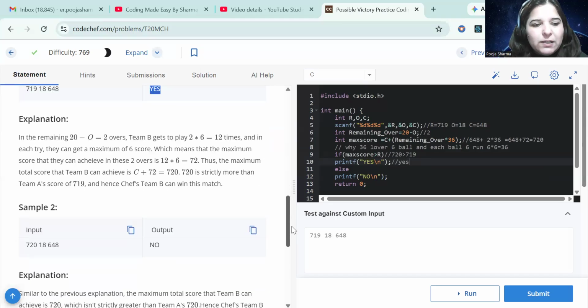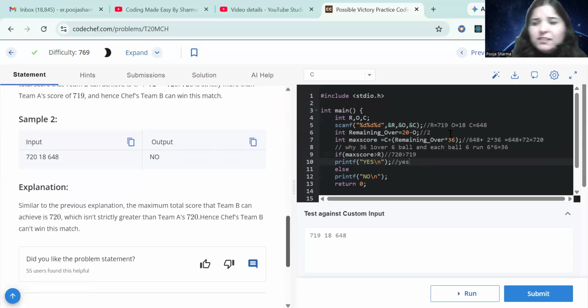Now let's move on to the next scenario. Here, instead of 719, they have kept 720. And how many overs? 18 and 648. All the calculation will remain the same. Remaining overs are 2, maximum score 720. Now this time it will print no. Why? Because 720 is not greater than 720. It will print yes only if it's greater than R. So that's why it is printing no.